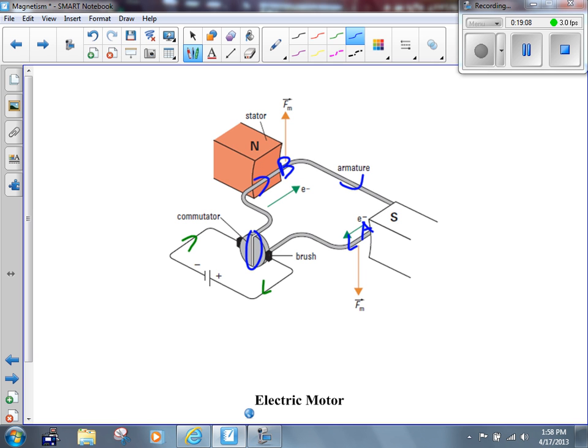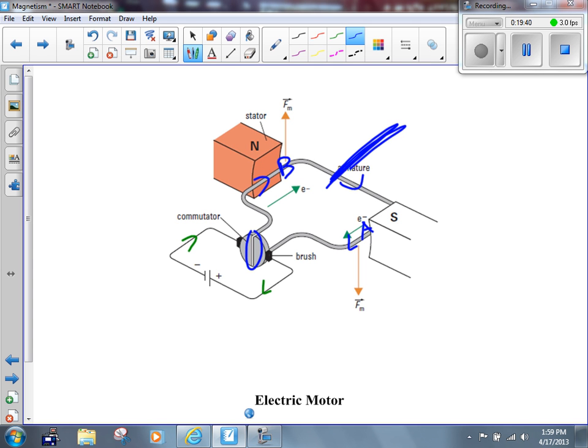Now, so what? Something's going to be connected to this armature. Maybe it's a drill bit that's connected to the armature, and you drill a hole in a piece of wood. Maybe it's the brush on your toothbrush that's connected to this armature, and it spins around. Maybe it's the fan blades of the electric fan that's on your ceiling that's connected to the armature, and it spins around. Maybe it's the axle of an electric car that's connected to the armature, and it spins around.